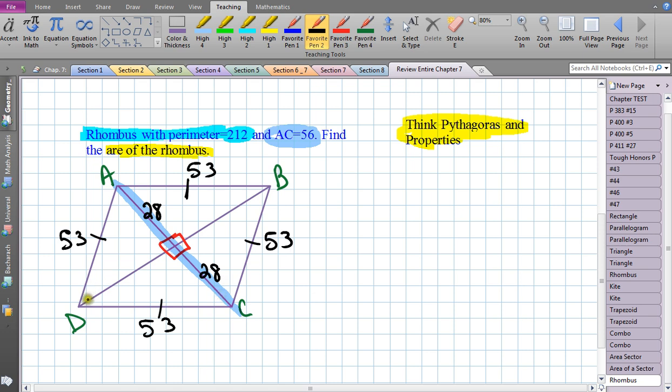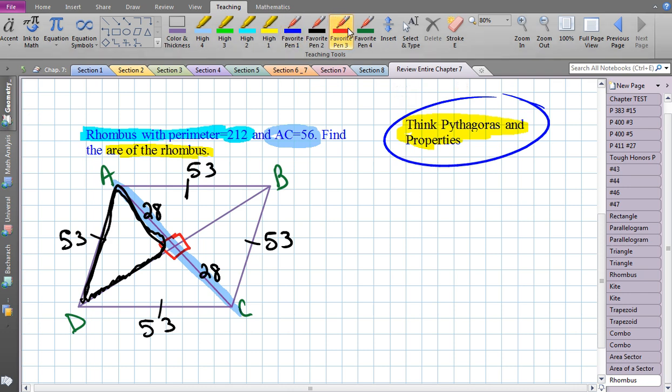And why would I need to know that? Because now I see this right triangle, and I know two sides of that right triangle. When I see two sides of a right triangle, the first thing that comes to my mind is using Pythagoras. So I'm going to call this x, for example: x squared plus 28 squared equals 53 squared. And I believe when you crank that number out, you're going to get 45. Let me just double check right here. 53 times 53 minus 28 squared, and then I take the square root of that number, and that answer is 45, like I said.